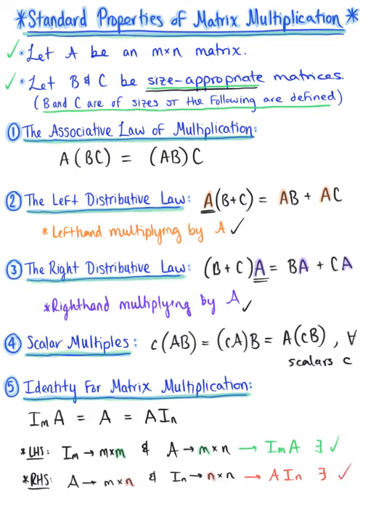Woohoo! So these are the standard properties for matrix multiplication. Again, they are going to be important to both computation as well as theory. Now, before we go ahead and start looking at examples, we need to make note of some important differences between our good old friend regular algebra and matrix algebra.